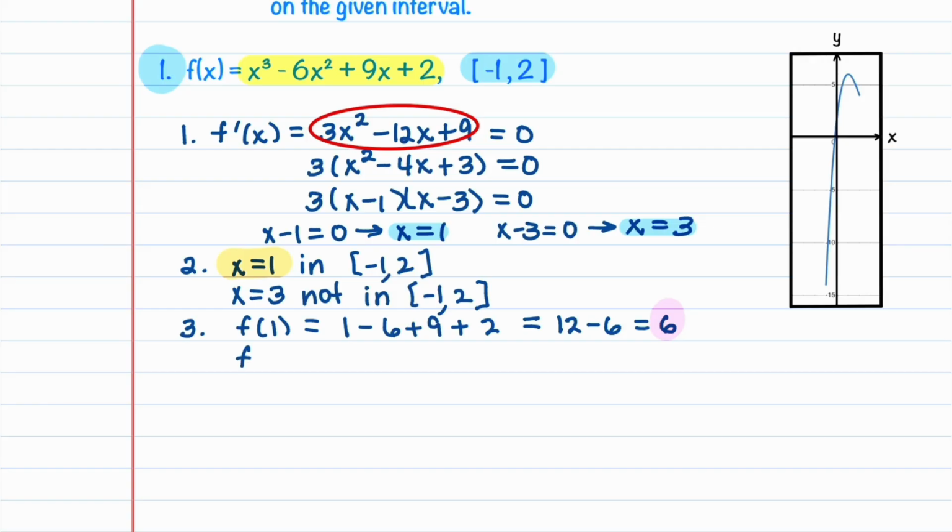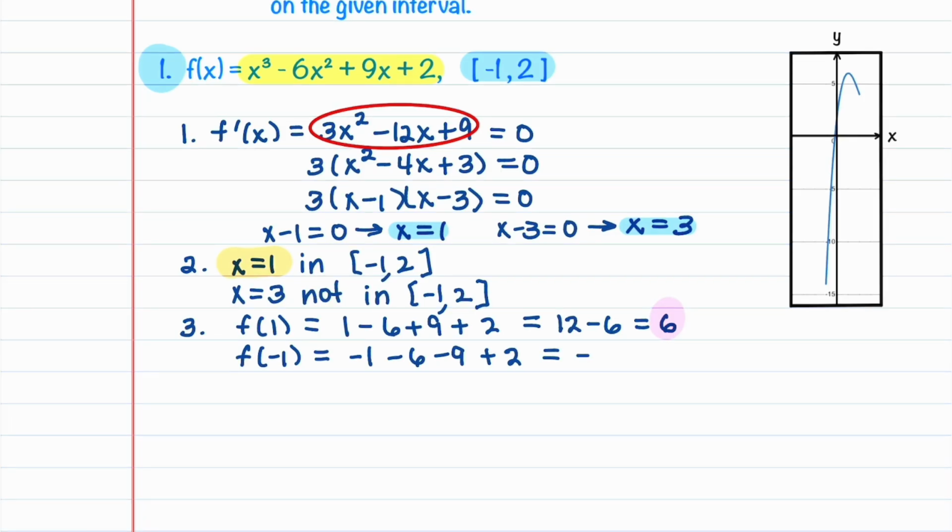So let's compute f at minus 1. Looking back up to the yellow highlight, we have minus 1 cubed, so that's minus 1. And then we have minus 6, minus 9, plus 2. Let's see, we have a minus 10 minus 6, so that's minus 16 plus 2, gives us minus 14. That's a number that we have to compare.